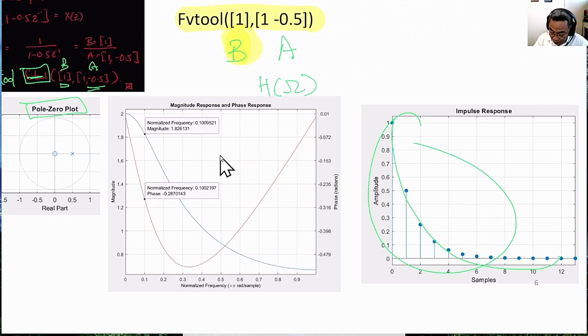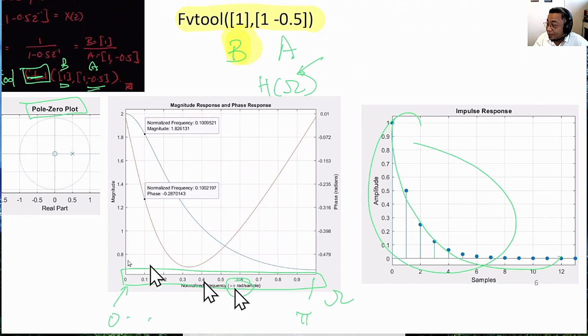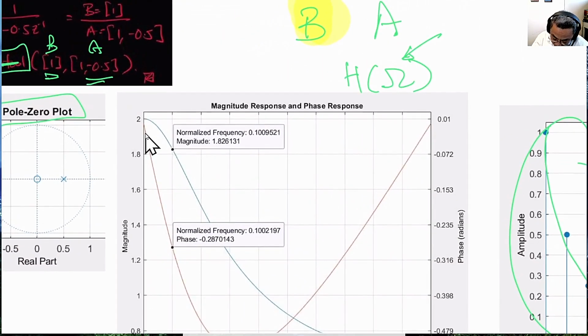And where is this omega? This omega is along here. This is omega from 0 to pi, you see, referenced back to pi. From 0 to pi, I draw two lines for you, one is a blue line and one is a red line. I'm interested in the frequency 0.1 pi because that is our cosine. At 0.1 pi, I read these two numbers. The magnitude is 1.826 and the phase is minus 0.28, which is exactly what we have calculated.